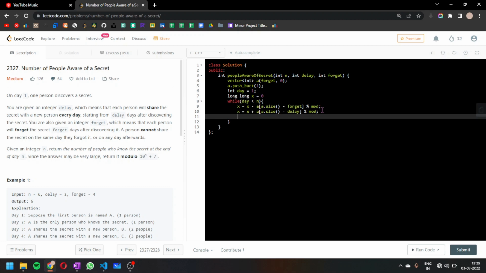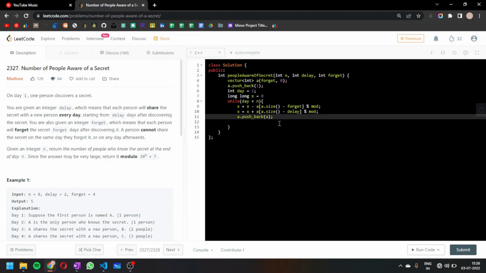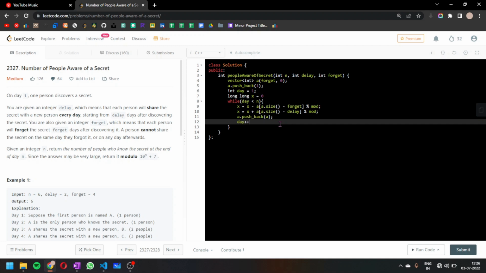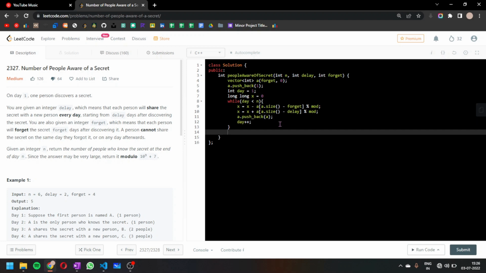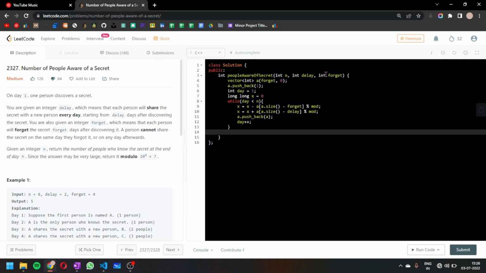And after this we are just directly going to push it into our A vector. Alright, so we have done this, and after that we are also going to increment our day counter. So we can say here day plus plus, and at the end we only want the sum of the last four elements. So these are technically the last 4 forget elements, okay.